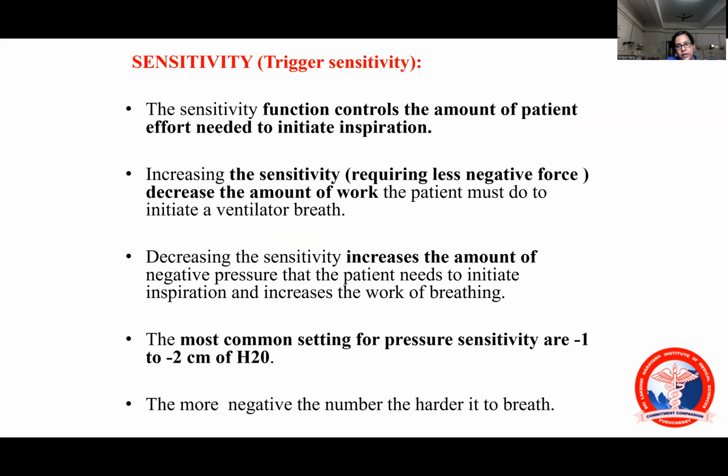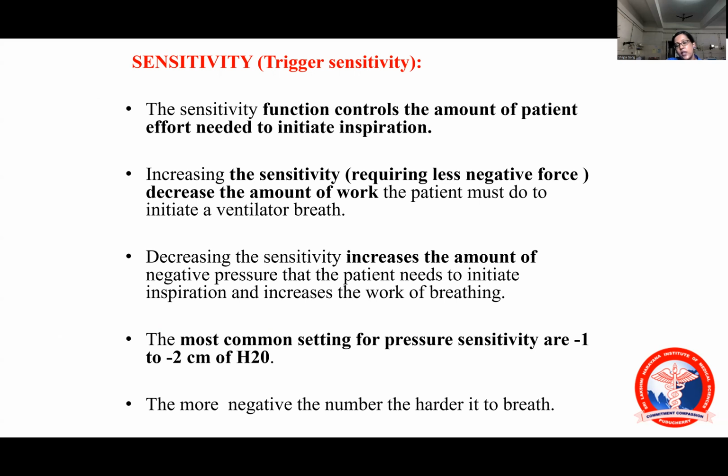And what is called sensitivity or trigger sensitivity? It controls the amount of patient effort needed to initiate inspiration. For initiating an inspiration, I should generate some amount of negative pressure. If the sensitivity is high, even if I take -1 or -2 centimeters of water of negative pressure, that is sufficient to initiate inspiration. So increasing the sensitivity, that is requiring less negative force, reduces the amount of work. So in order to reduce the work of breathing, we increase the sensitivity.